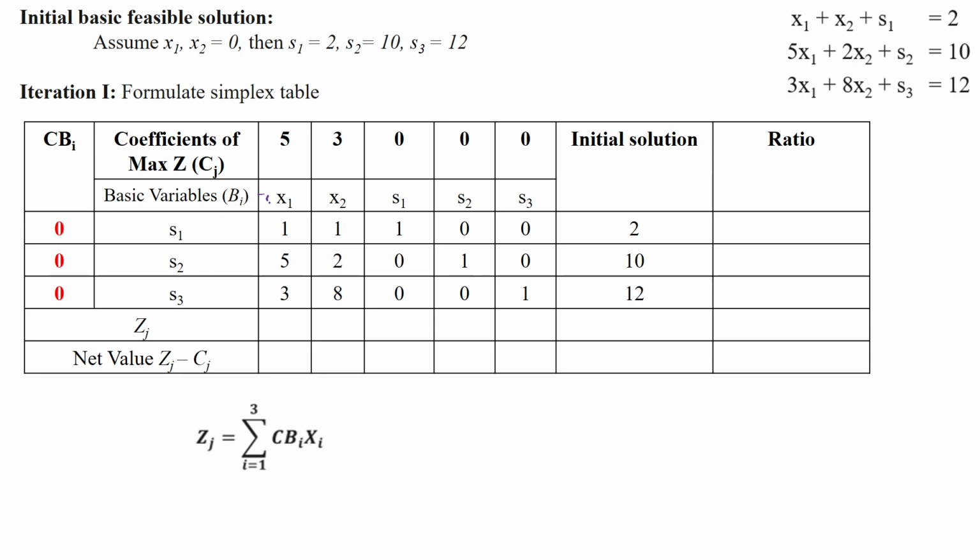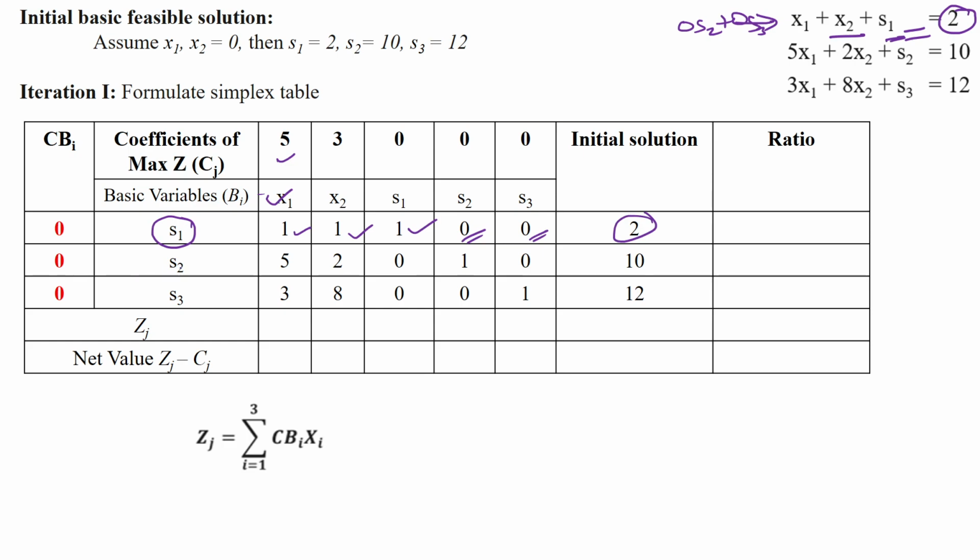We have already seen this row and this row. Now for s1, the constraint number 1: x1 has coefficient 1, x2 has coefficient 2, and s1 has coefficient 1. Then s2 and s3 are not available. If it is not available, that is equivalent to 0 s2 plus 0 s3. So the coefficient of s2 is 0, and the coefficient of s3 is 0. Then the initial solution for this constraint is 2.